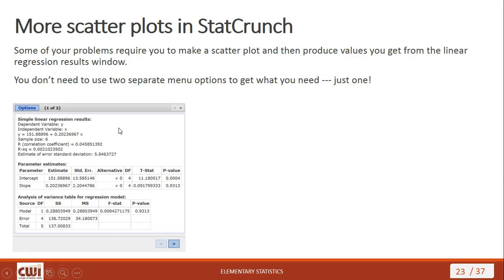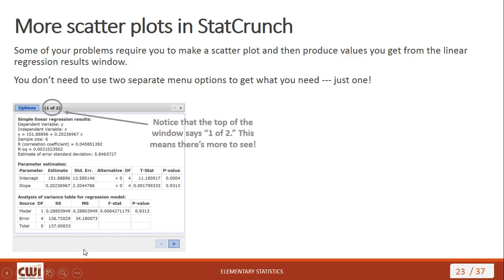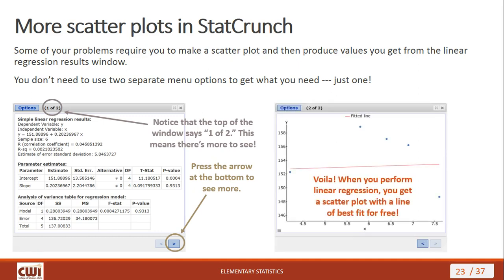So here's an example results window. This is the same one that we saw on the previous slide. Notice up above the 1 of 2 next to the options button. This says that there's more to see. There's actually 2 pages to your results window. So if you press this little arrow down in the bottom right-hand corner of your results window, then your results window will change to the second page. Notice now we have 2 of 2 up at the top.